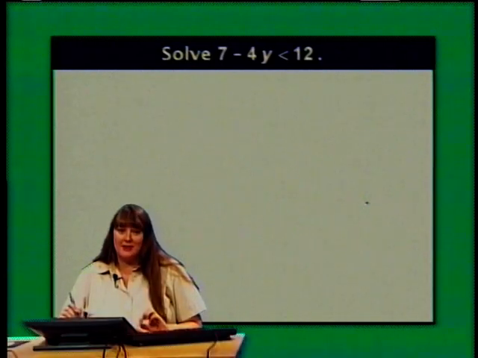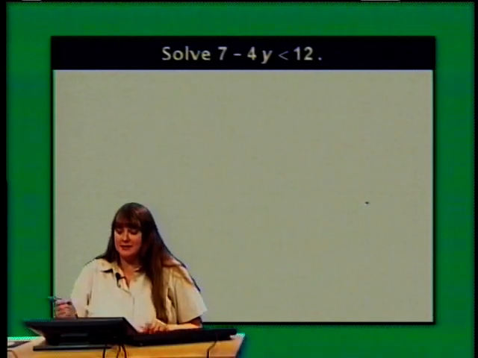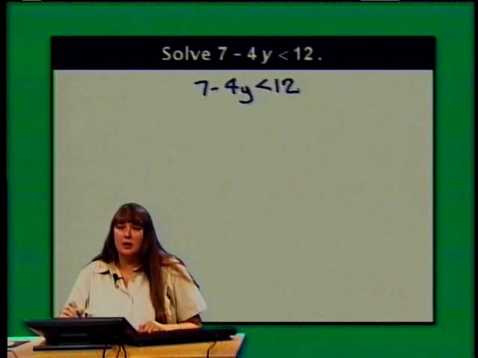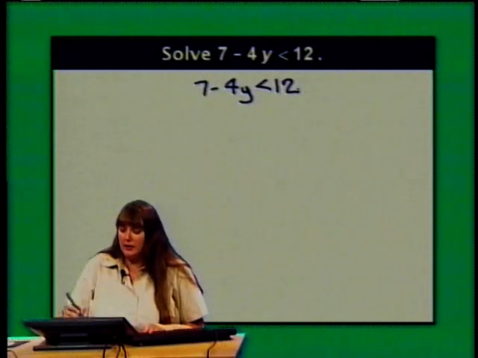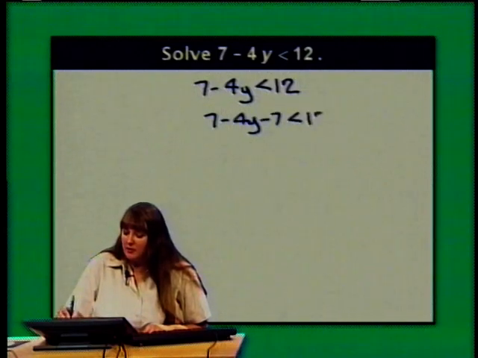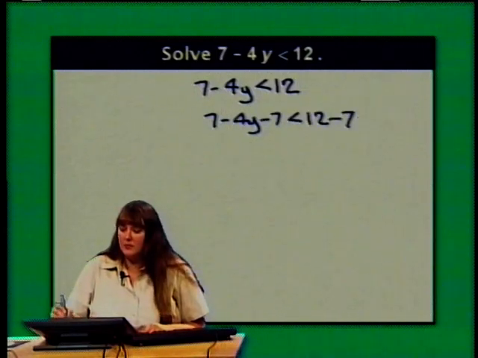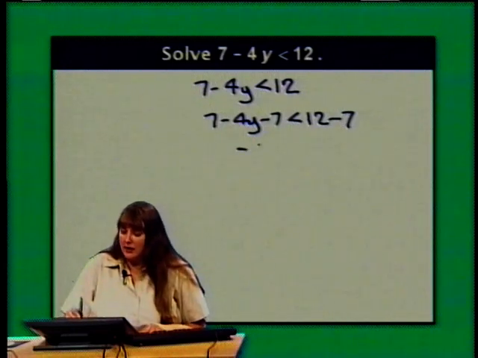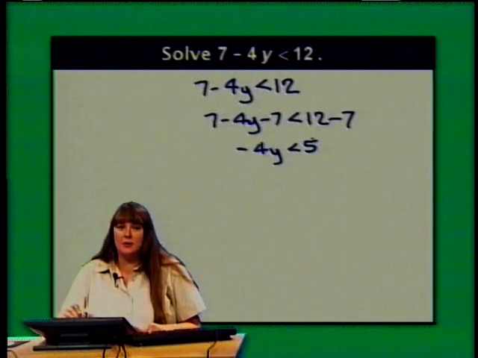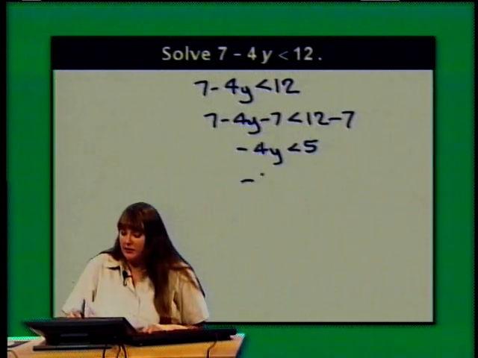Next, I want to solve 7 minus 4y is less than 12. The first thing I'm going to do is get my constant terms together on the right-hand side of the inequality. I do that by subtracting 7 from both sides of the inequality. When I simplify this, I have -4y is less than 5. To isolate y, I need to divide both sides of this inequality by -4.